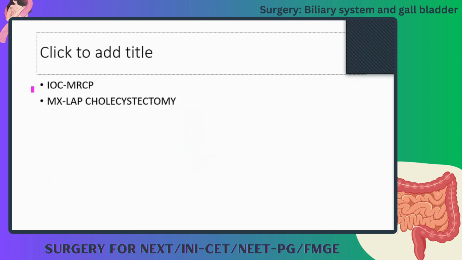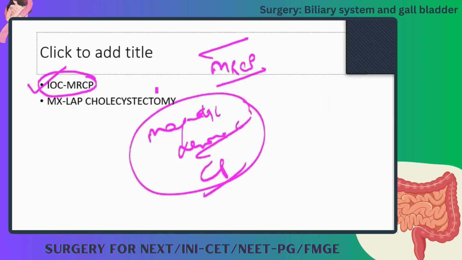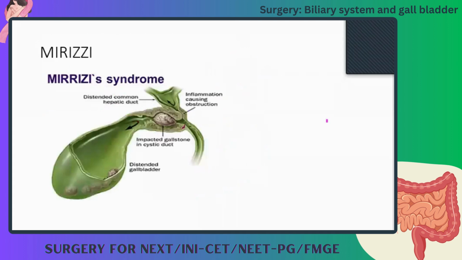The investigation of choice is MRCP. What is MRCP? Magnetic resonance cholangiopancreatography, the study of the biliary and pancreatic ducts with the help of magnetic resonance. And then management is to do a lap cholecystectomy. Just doing a lap cholecystectomy will be enough. You remove the gallbladder along with the cystic duct, you remove till here, then it's enough. So treatment for Mirizzi's syndrome is simple lap cholecystectomy only.